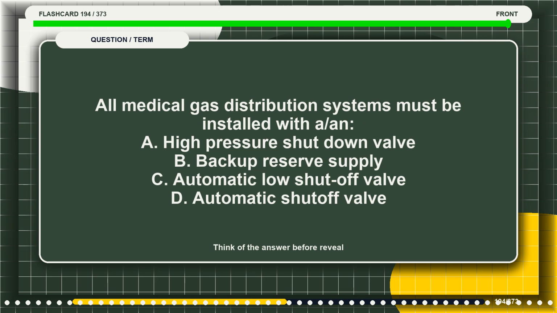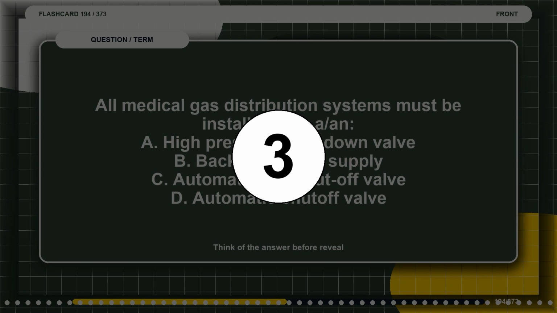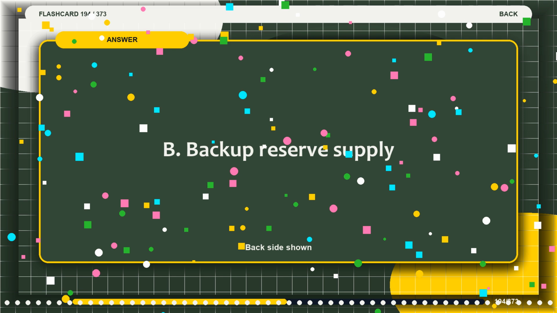Flashcard 194. All medical gas distribution systems must be installed with a A. High-pressure shutdown valve. B. Backup reserve supply. C. Automatic low shut-off valve. D. Automatic shut-off valve. Think of the answer before the reveal. The answer is B. Backup reserve supply.